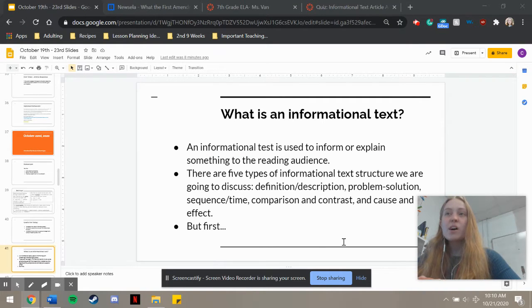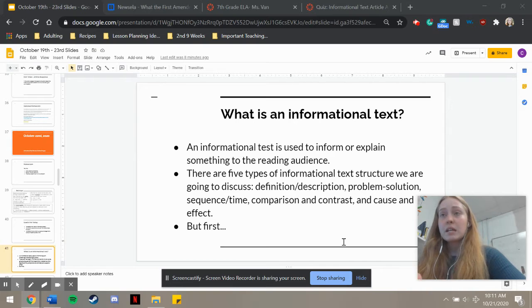So I want to talk about what an informational text is. This whole week we started off talking about free speech after reading an article about the First Amendment, which is where we get our right and protections for free speech in this country. Then we had a critical thinking assignment where we talked about our own opinions on free speech. And today we're going to be talking a little bit more about the details of that article itself.